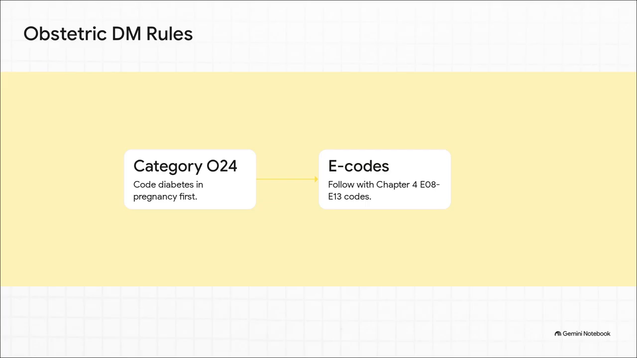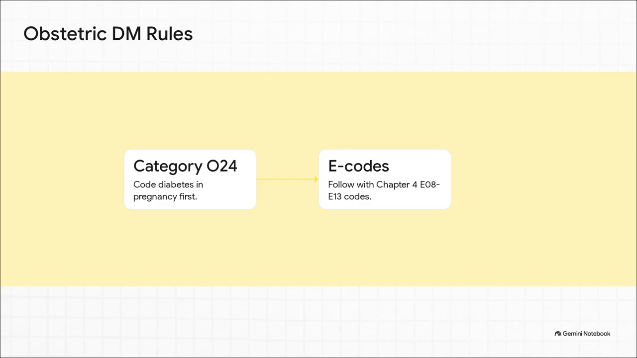Okay, so say you have a pregnant patient with pre-existing diabetes. The sequencing rule here is absolute. You must always assign a code from category O24 first. That category is your go-to for diabetes mellitus in pregnancy, childbirth, and the puerperium. Only after you've locked in that primary code do you follow it up with your specific Chapter 4 E code. You know, the E08 through E13 series.